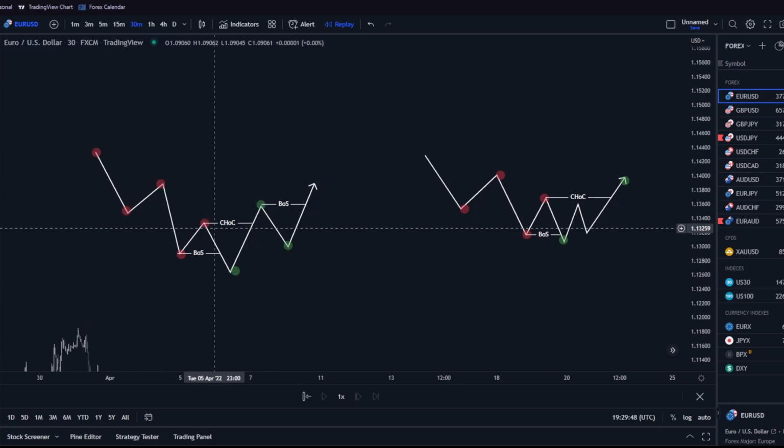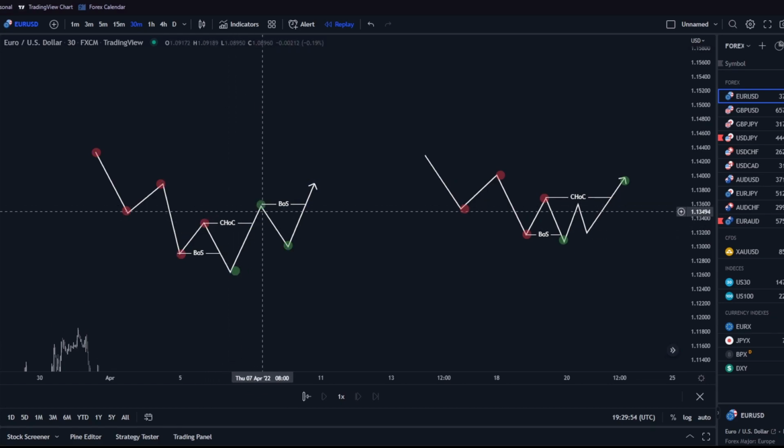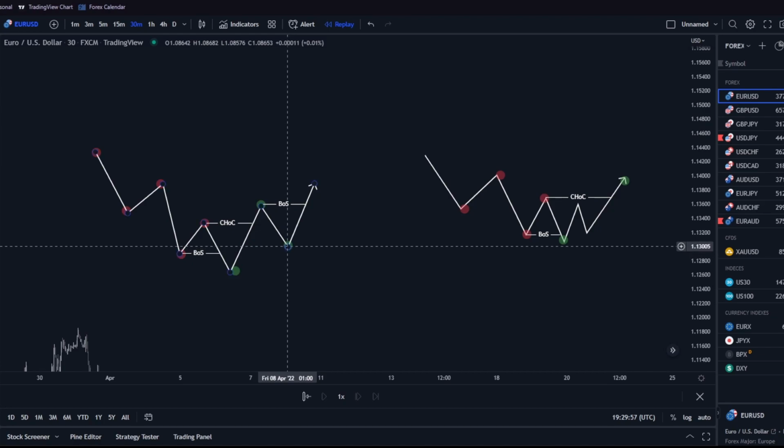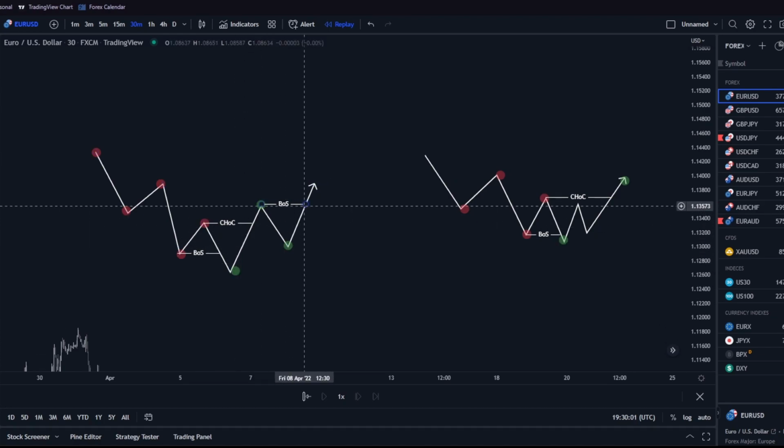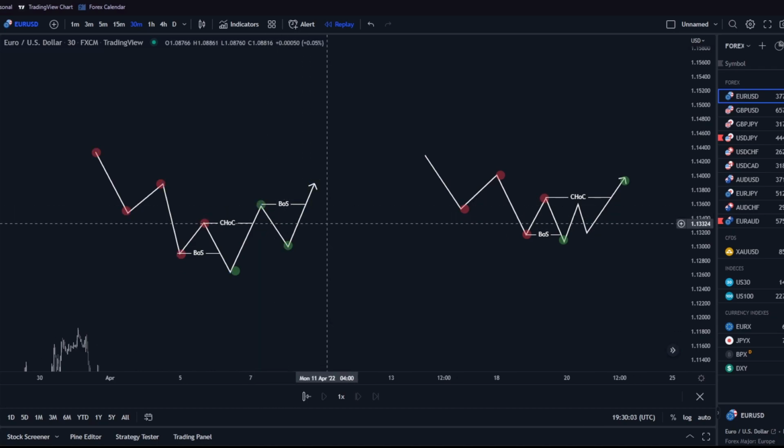Then we go up again. We violate that previous high that we created, so we have a change of character. We then create a high, then go lower again, respecting that previous low, that lowest point that we created, and then a break of structure. Once we have this, we can assume that the trend is probably going to become bullish.